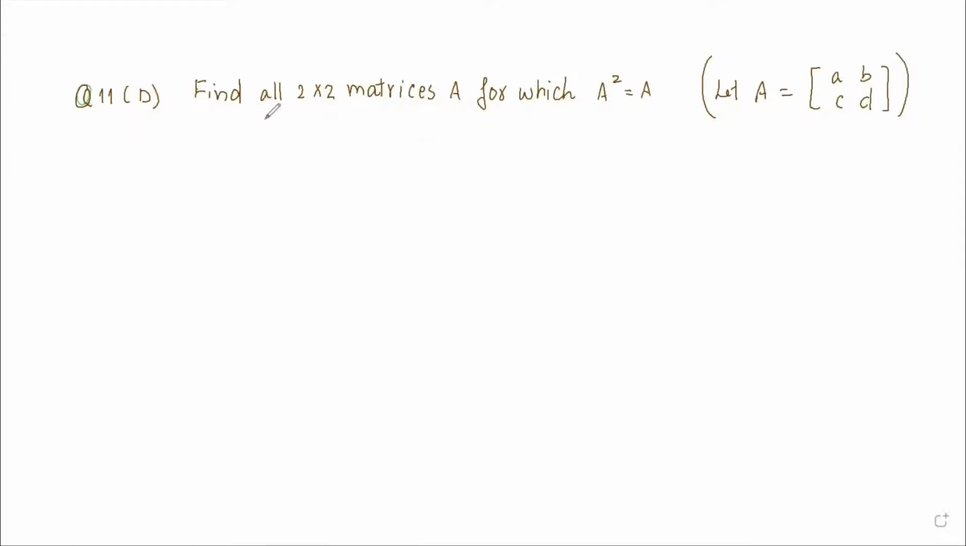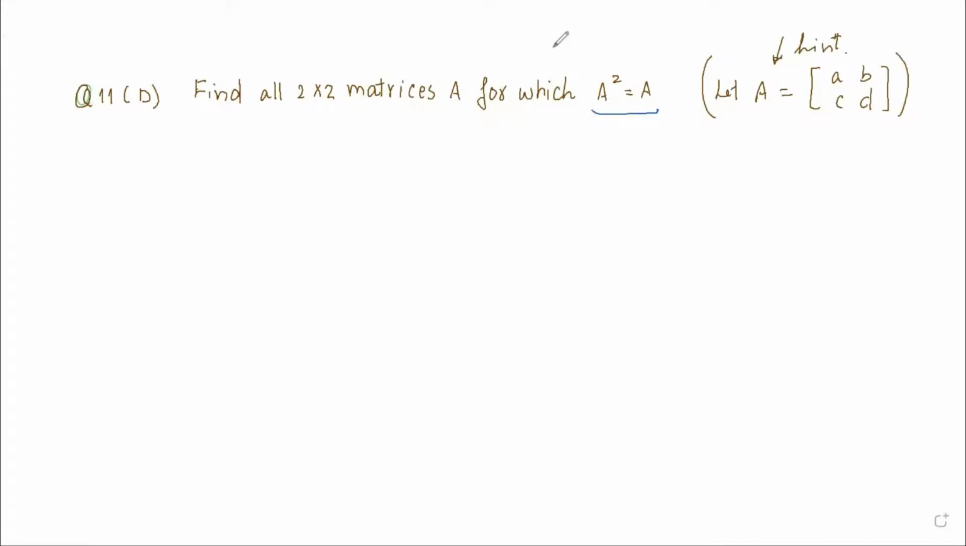Now, next one, question 11D. The question says: find all 2 by 2 matrices A for which A squared equals A. Let A equal [A, B; C, D]. So what we have to do is find this A, and they give us a hint to use this element. Okay, start from A squared equals A.